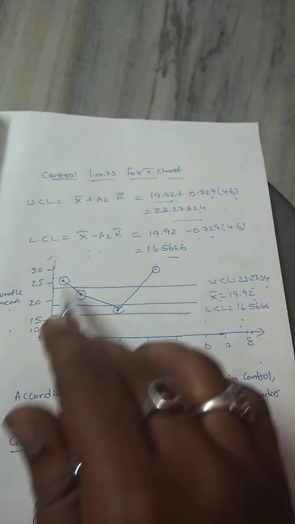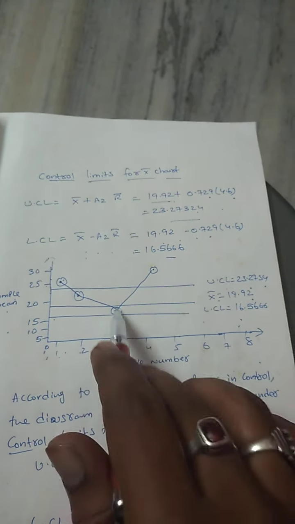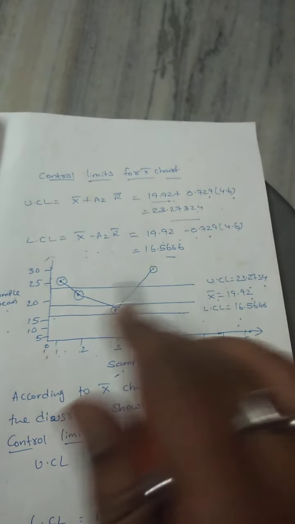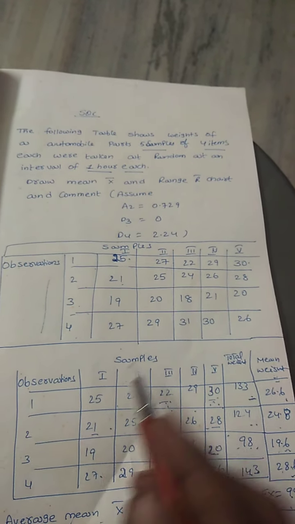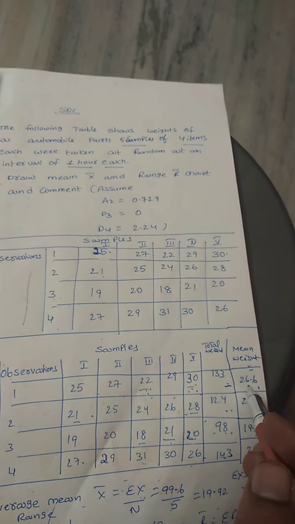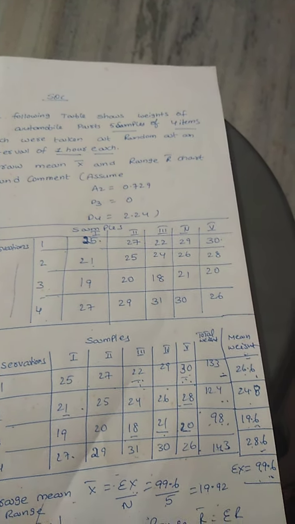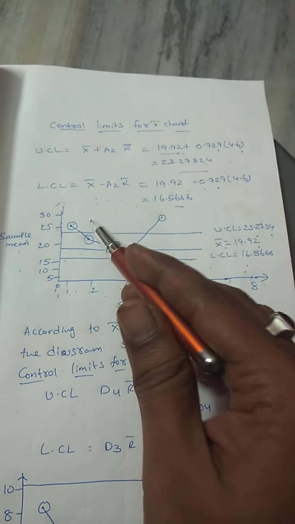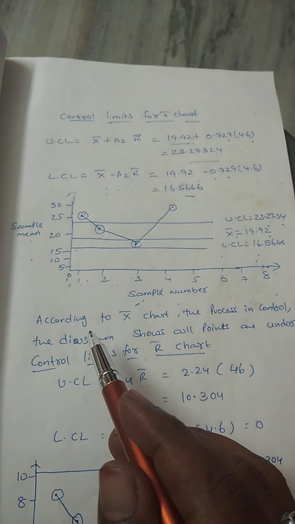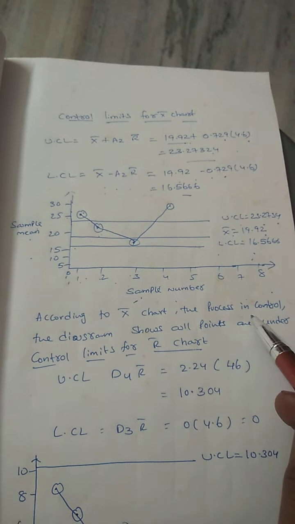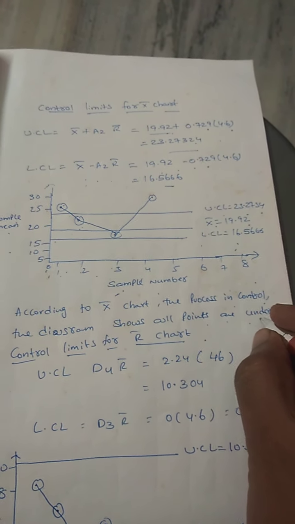What are the actual plotted values? In 1 it is 25 plus, in 2, in 3, in 4. These are the sample observations, because in 1 the actual value is 26.6, in 2 24.8, in 3 19.6, in 4 28.6. So we take the same values and plot them. According to the X bar chart, the process is in control; the diagram shows all points are under control.